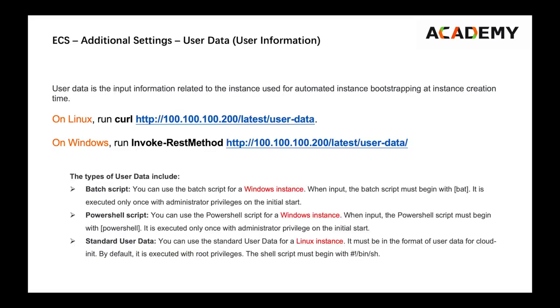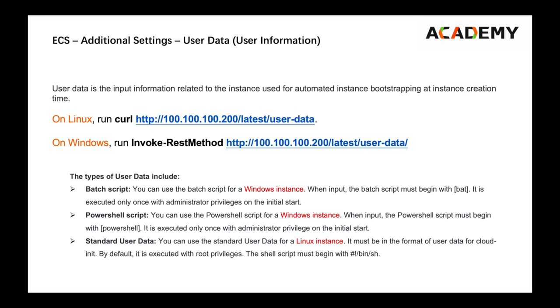or Apache. And then there is the user data. So the user data is input information that the instance uses for automated bootstrapping at instance creation time. Again, there's an internal endpoint for that, 100.100.100.200/latest/user data. And of course, you can find the content of that user data via wget or curl on Linux or via PowerShell's Invoke-RestMethod on Windows if you're curious to see what's in there.